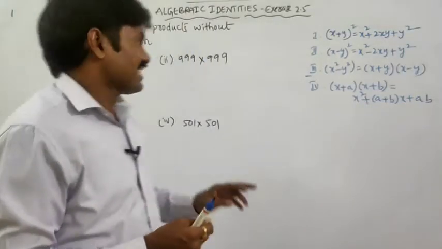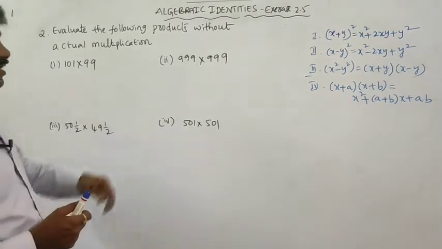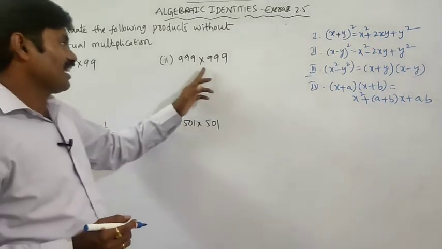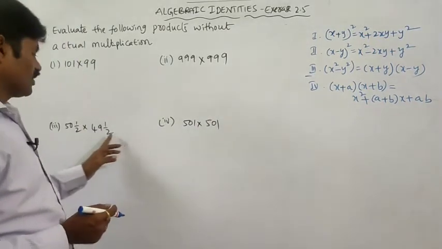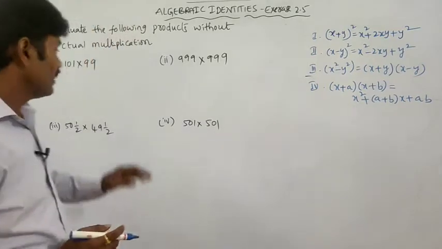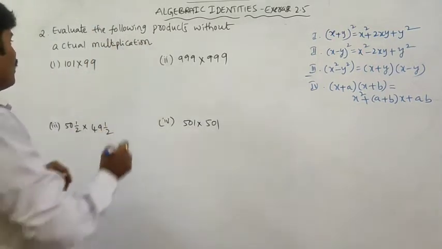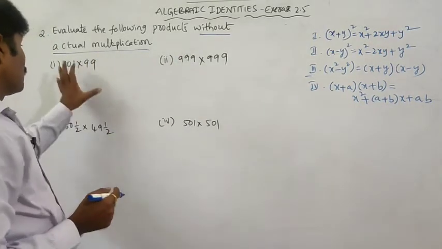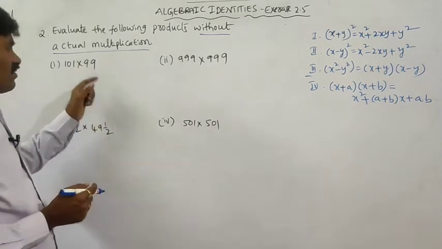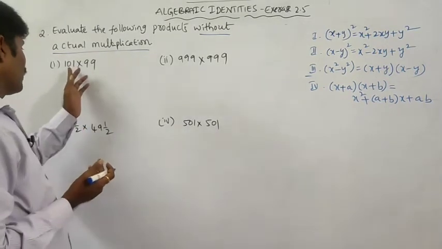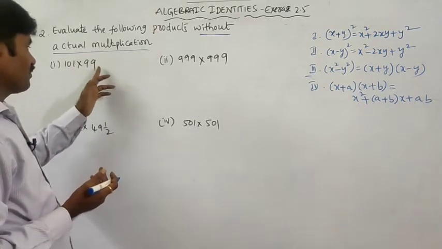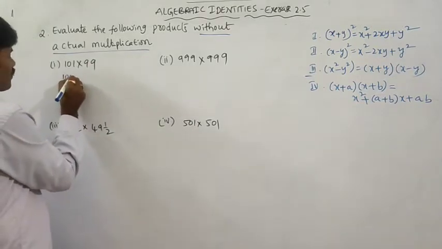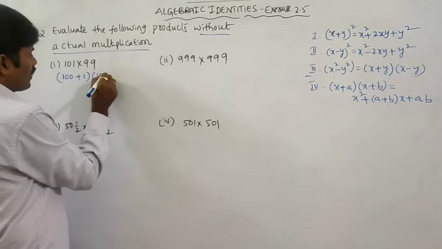Come here children, see the second problem in the same exercise, that is, evaluate the following products without actual multiplication: 101 into 99, 999 into 999, 50 and half into 49 and half, 501 into 501. So how can you write? Directly we should not multiply, they asked us to do it without actual multiplication. So then how? Remember, these two values are very near to 100, is it? If we add 1 to 100, we will get 101. If we subtract 1 from 100, we will get 99. So it can be written as (100 plus 1) into (100 minus 1). Am I correct or not?